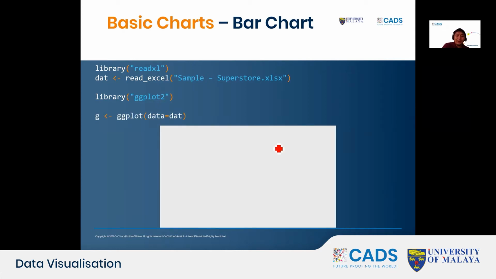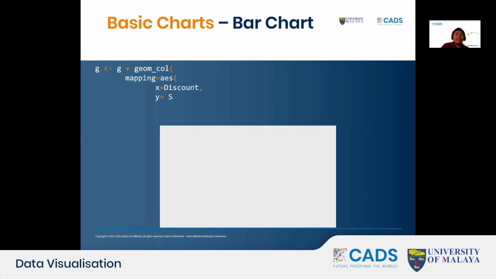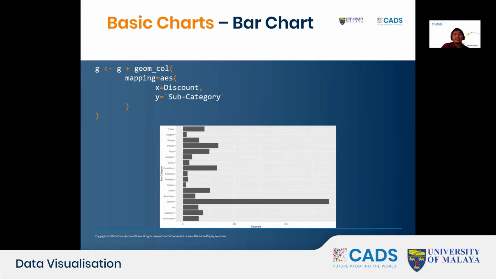Okay, so the first one would be just creating a canvas of it, right? But the canvas already has a mapping of what kind of data it is going to take. In this case, we are going to take a DAT variable, which is our sample superstore data set. All right, and then we are creating a geom column, meaning a geometry column, onto the canvas.